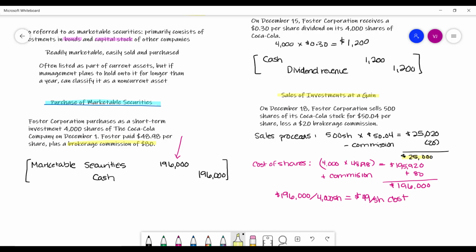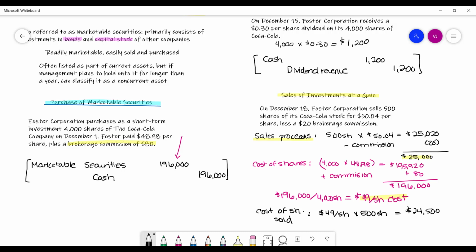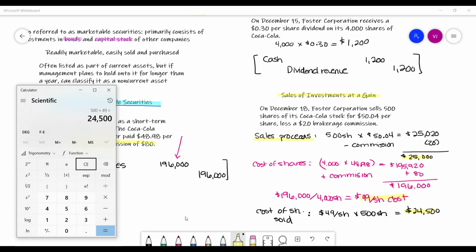So that's the figure that we want to use. Now I know what the sales proceeds are from these 500 shares that I sold, but then what's the cost of shares sold? Well, each share cost me about $49 per share, and I sold 500 shares. So we'll do 500 shares times 49. So that's $24,500 of total cost of selling these shares.